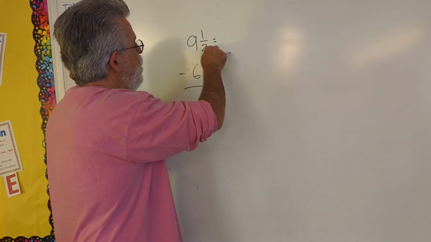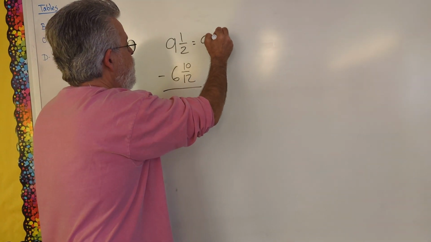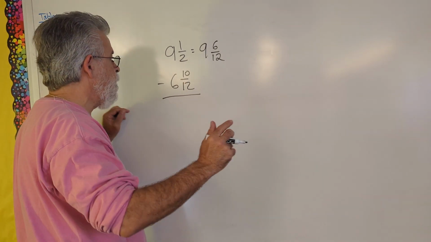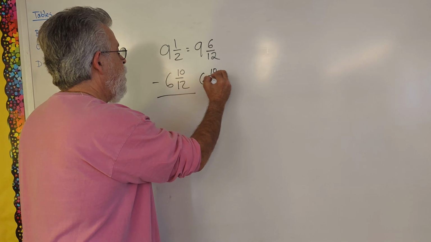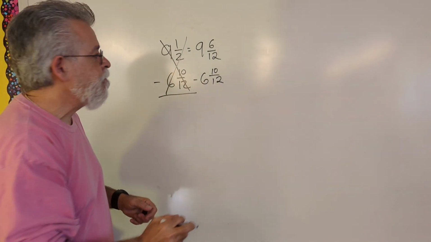So if I do 6 times 2, 12, 6 times 1, 6. So that would be 9 and 6 twelfths. Okay, whatever you do to the bottom, you do to the top. Always, always, always. Now, I'm just going to rewrite this 6 and 10 twelfths here. So I have my problem rewritten. I'll cross that out so it doesn't distract me.